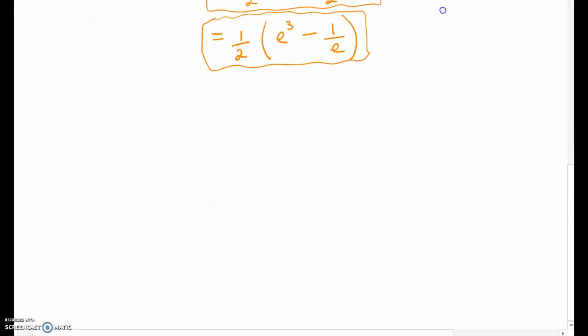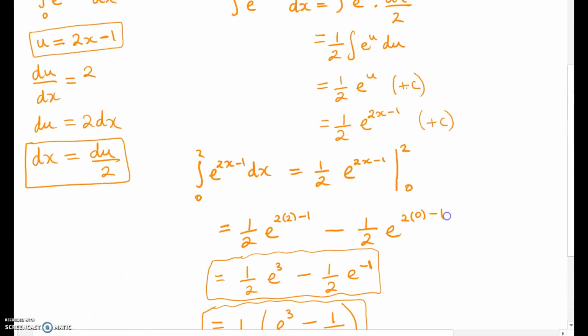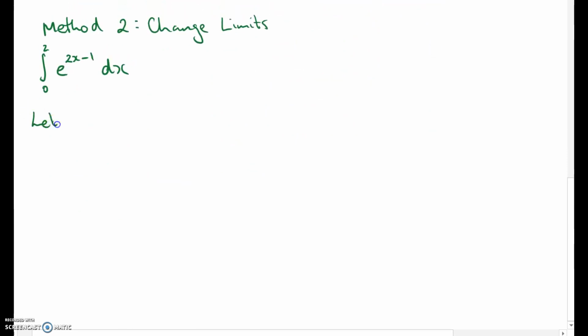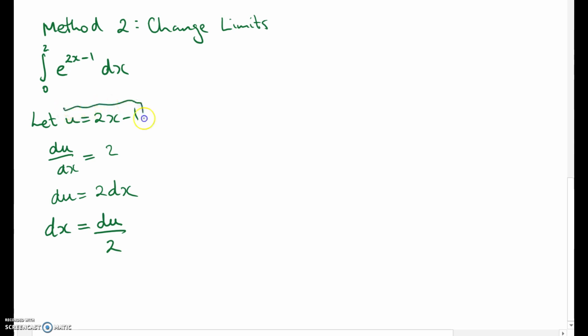Method 2 is where we change the limits. So method 2 is change limits. If we go back to the question again, it was the integral from 0 to 2 of e to the power of 2x minus 1 dx. As you know, it starts off the same way. Let u be the power, so 2x minus 1. du dx is equal to 2. So du is equal to 2 dx, and if you divide across by 2, you'll get dx on its own. And if I'm going too fast, just pause and play a little bit at a time.